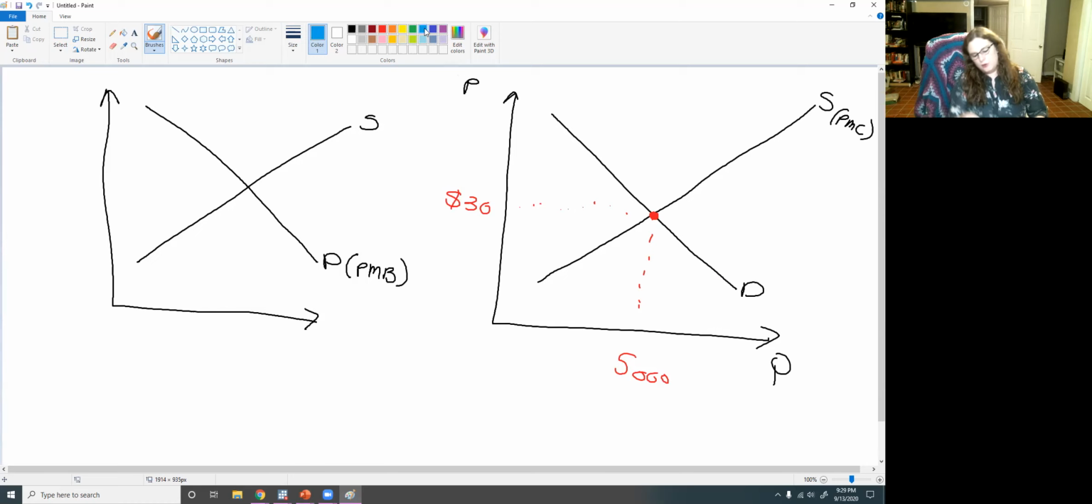So with the negative production externality, producing means supply, right? Because in the supply, I'm producing something. So we're going to see a shift in our supply side. Now, a negative production externality means that there's actually more cost.